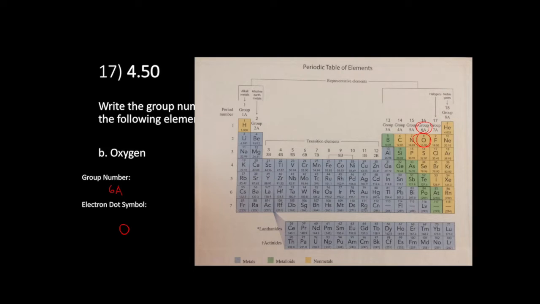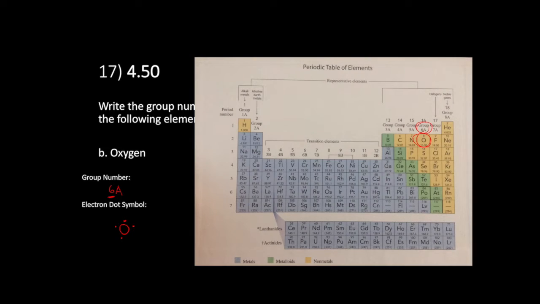We just have to write in the valence electrons, the outermost ones now. And so because it's in group 6A, we're going to have 6 valence electrons. So we want to draw 6 dots. And I'm going to put one on each side of the oxygen before I start pairing them up. So one on the right, one on the bottom, one on the left, one on the top.